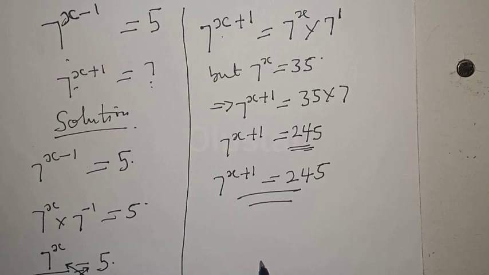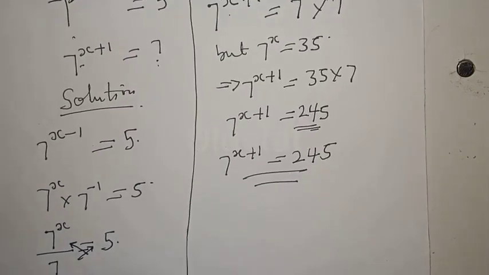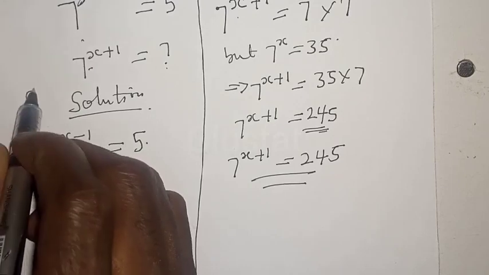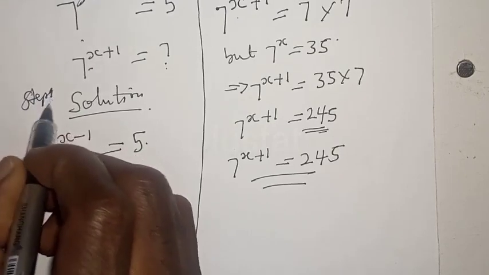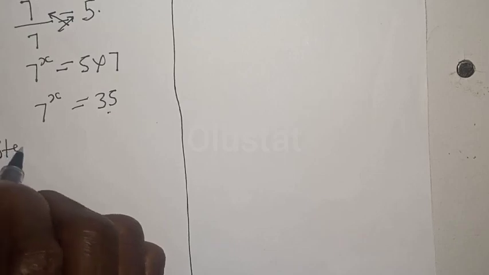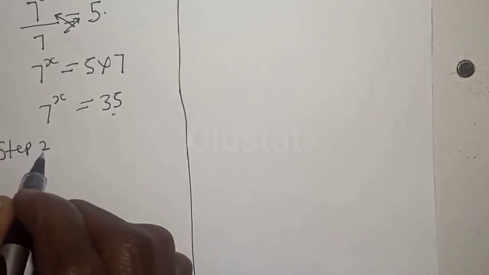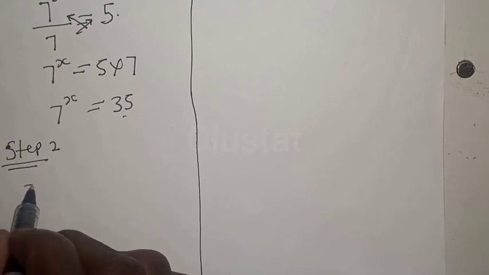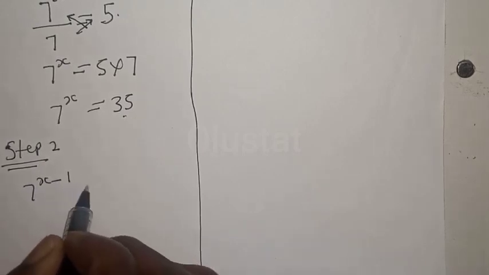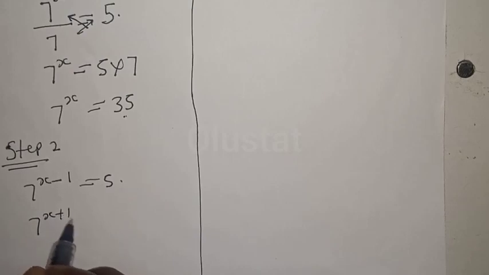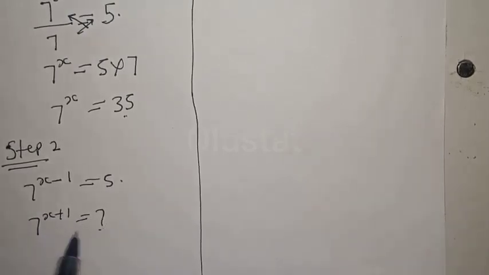Let's use the other method to solve it and see if we get the same answer. Let's call this step 1. Then let's use step 2. Let's call this step 2. Then step 2: we have 7 raised to power x minus 1 is equal to 5. Then 7 raised to power x plus 1 is unknown. Let me call this equation 1 and let me call this equation 2.